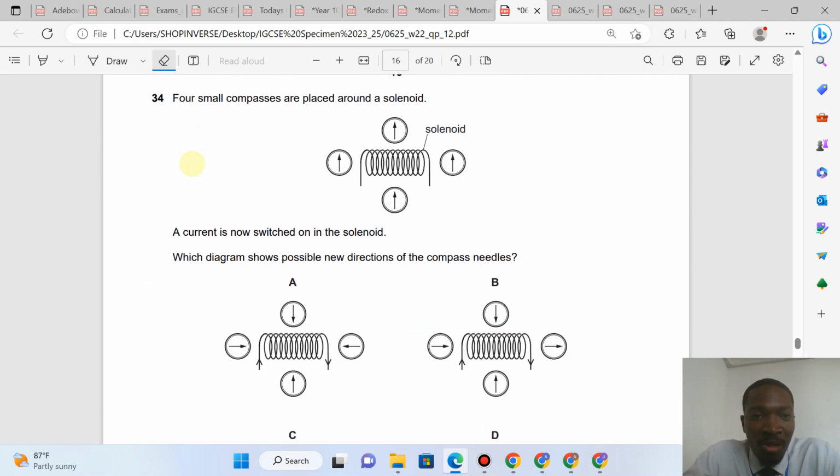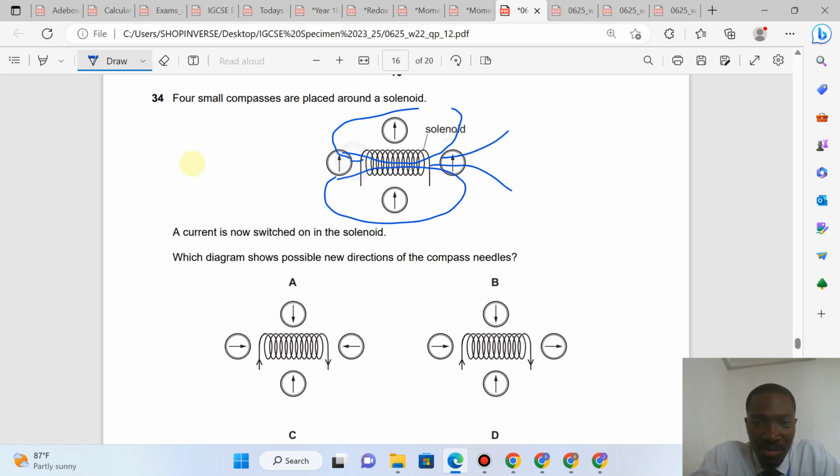Question 34. Four small compasses are placed around a solenoid. A current is now switched on in the solenoid. Which diagram shows possible new directions of the compass needles? Now when you switch this on and current flows, a magnetic field will be created within this solenoid, and magnetic lines of force will move. This is the path the magnetic lines of force will follow. The magnetic lines of force will create this pattern.